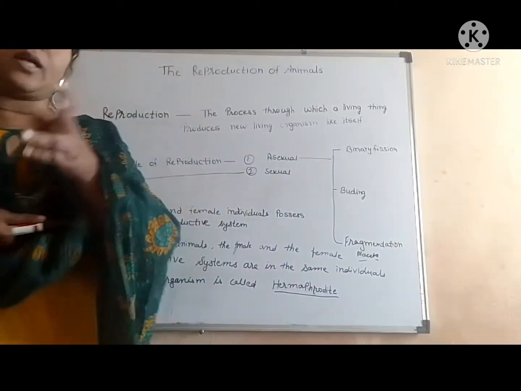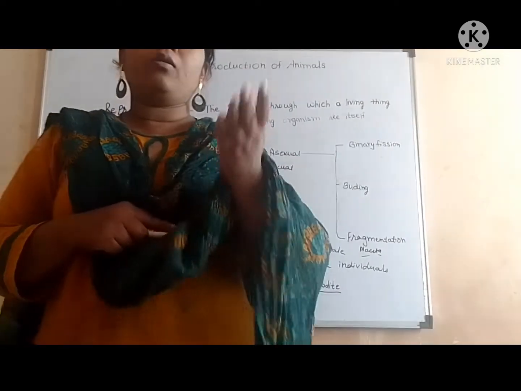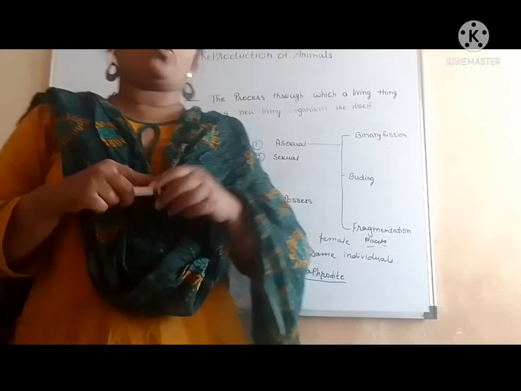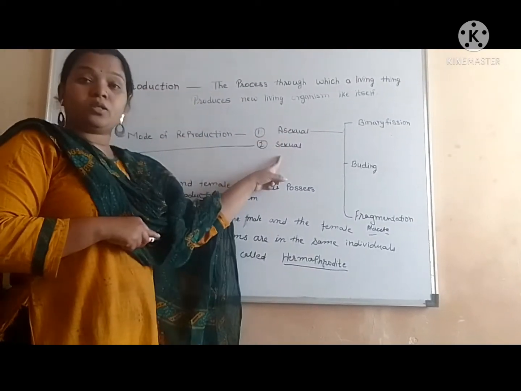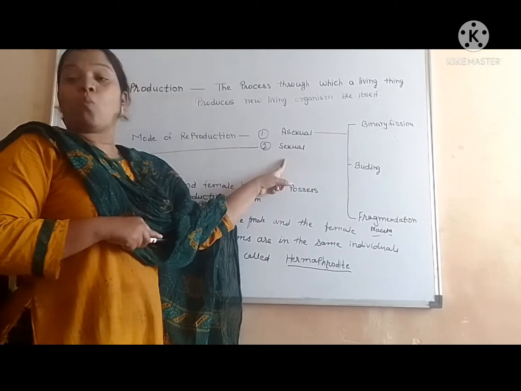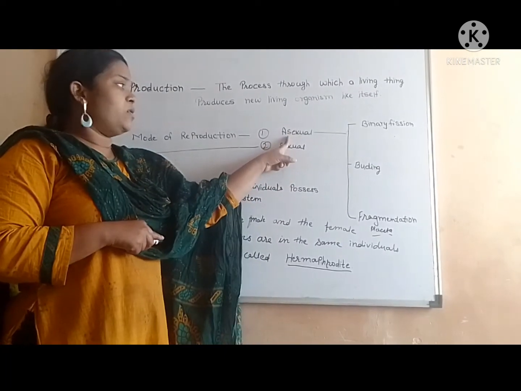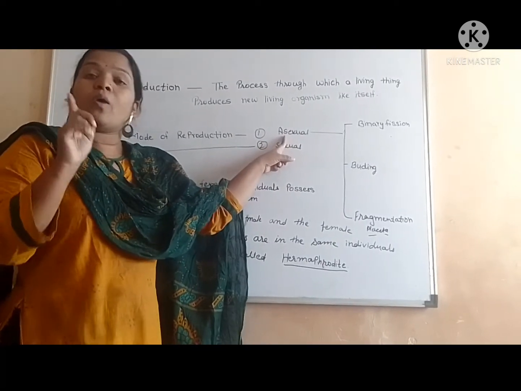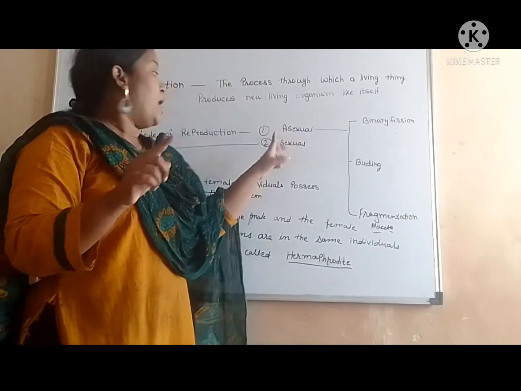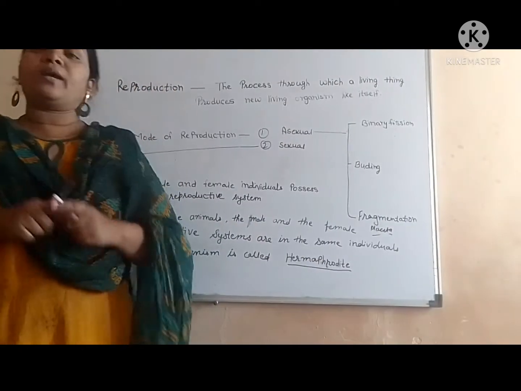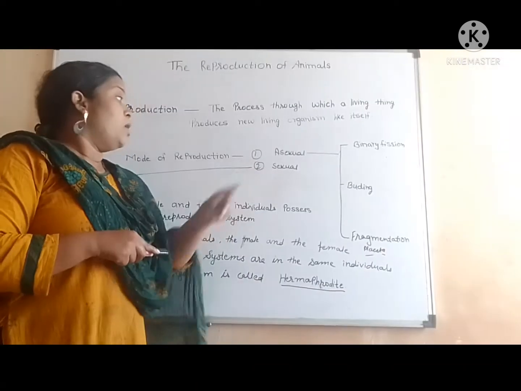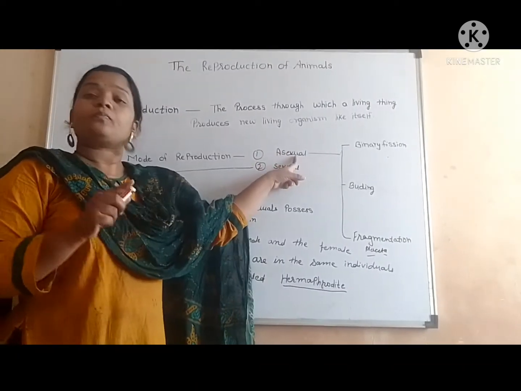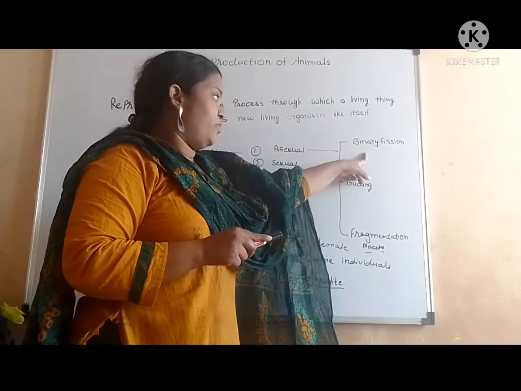Now, the question is, what are the modes of reproduction? The reproduction modes are of two types, asexual and sexual. Let's see them one by one. In asexual, only one organism is involved, and in sexual, two individual organisms are involved. Now, in asexual, for example, binary fission.